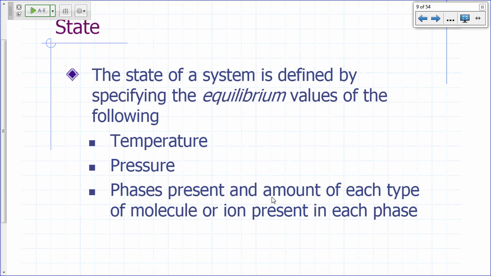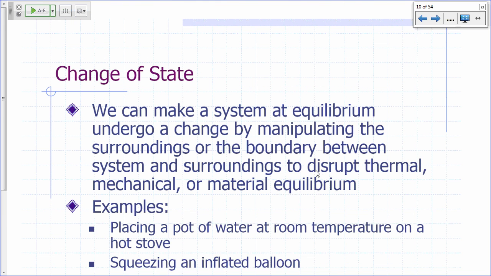So the state of a system that is at equilibrium can be specified by specifying three things: the temperature, the pressure, and the phases present and the amount of each type of molecule or ion that's present in each phase. Because it's at thermal equilibrium, its temperature is well defined. It's at mechanical equilibrium, so its pressure is well defined. And it's at material equilibrium, so its composition is well defined. If you specify all of those, you're specifying what's called the state of your system, or the equilibrium state of your system. That's how you specify an equilibrium state.